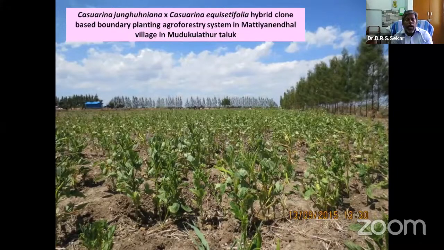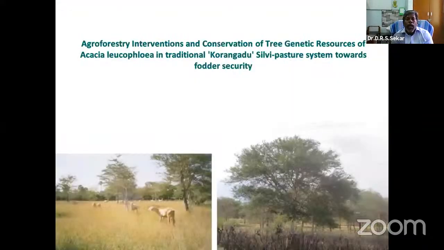Casuarina junghuhniana is being planted in border plantation. The agroforestry interventions have also been done in conserving, not only the productive but the conservation aspect also. One of the indigenous agroforestry systems exists in Kangayam, that is the Korangadu silvipastoral system with border plantation. We conserved CPTs that were identified, Acacia leucophloea, which has traditionally been grown in this particular silvipastoral system. We made a huge inroad in the genetic conservation of the species.